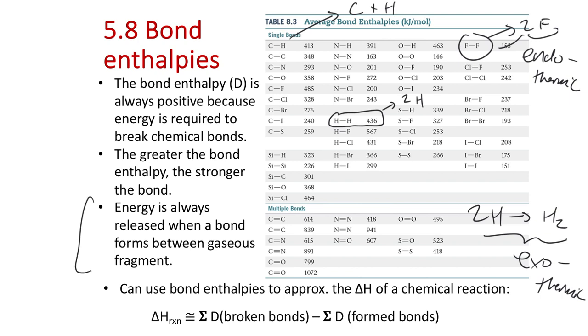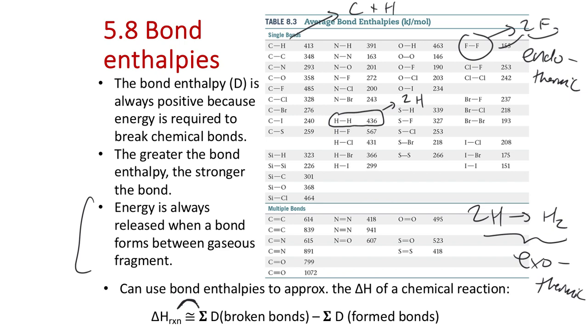So I also wanted to point out this last bullet point here: energy is always going to be released when a bond forms from its gaseous fragments. A little hidden detail in this chart is that it is assuming that all these substances are in the gas phase in terms of calculation. Then when we go to do calculations, you could have a variety of phases. So when we calculate a delta H here, it's always going to be an approximation.